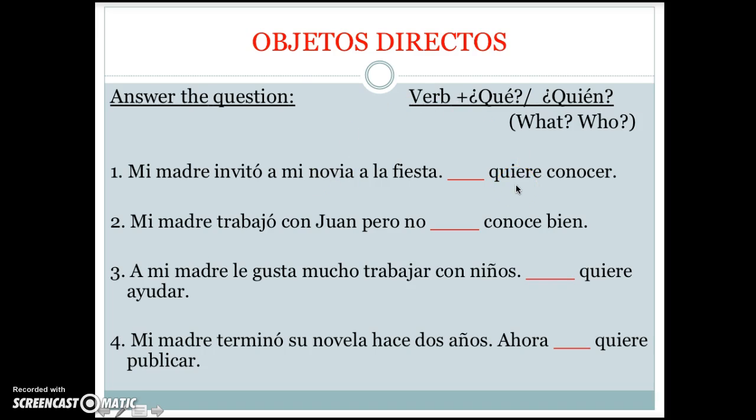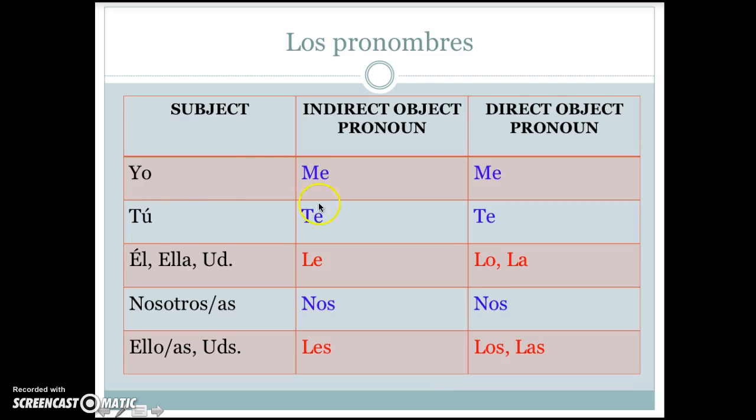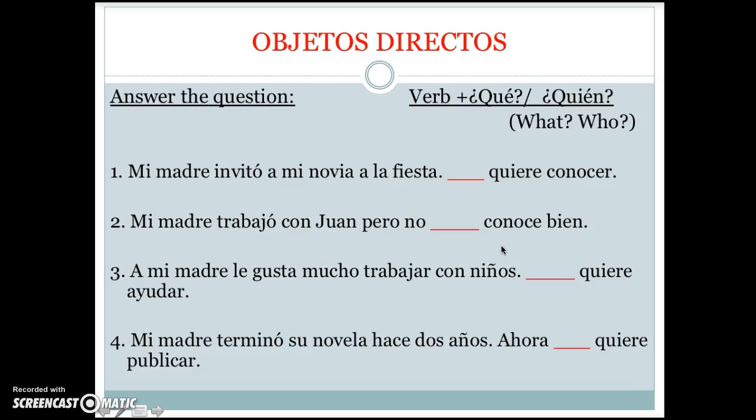Second part of the sentence, to avoid repetition, we're going to say she wants to meet her. We're not going to repeat mi novia. So she wants to meet her. Well, mi novia, let's revisit our chart. Which direct object pronoun do we use for novia? It is third person singular, feminine, la. So she wants to meet who? Her. La quiere conocer. And the placement of these pronouns go before the verb.